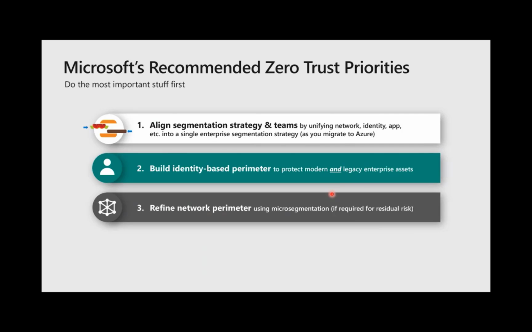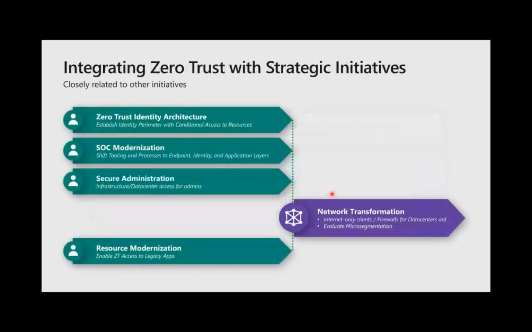Microsoft always gives us the clear picture to align the segmentation strategy and the teams based on network, application, security, and identity. So build identity-based perimeters to protect. If I don't want to allow legacy authentication or protocols in my environment, I can clearly go for that and redefine the network perimeter. If you want to use network, you have to define that these are my trusted locations, the rest I don't trust. You can define that.